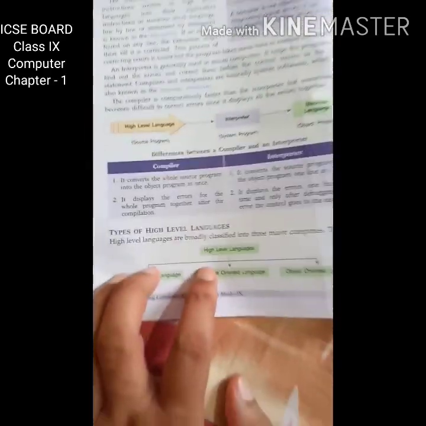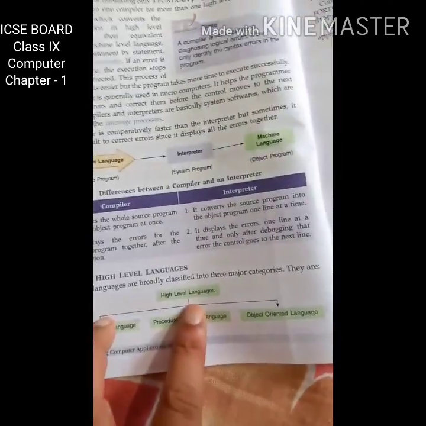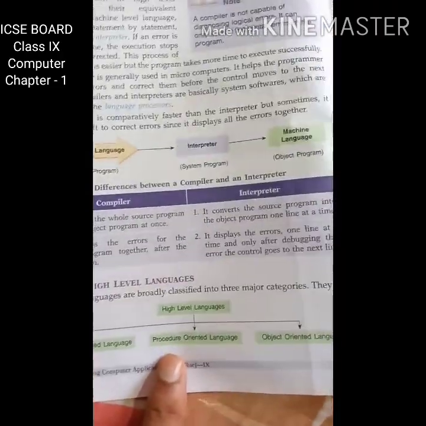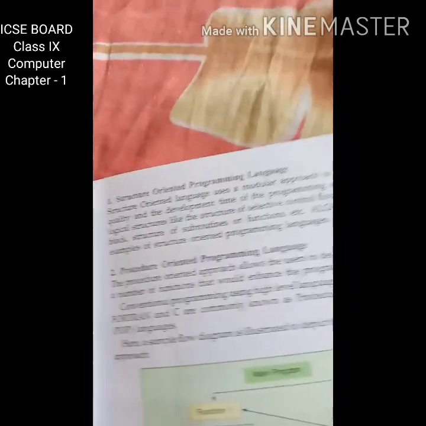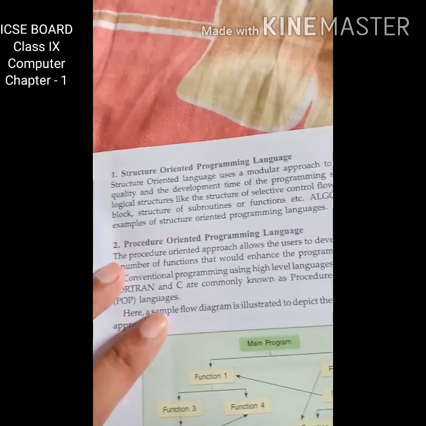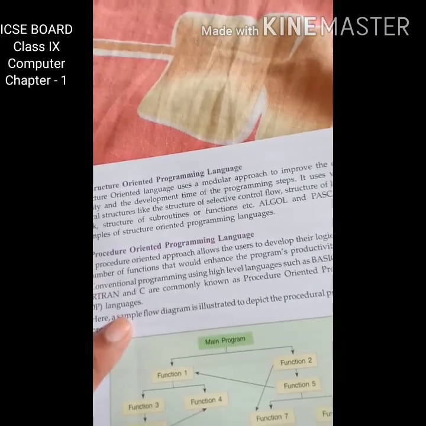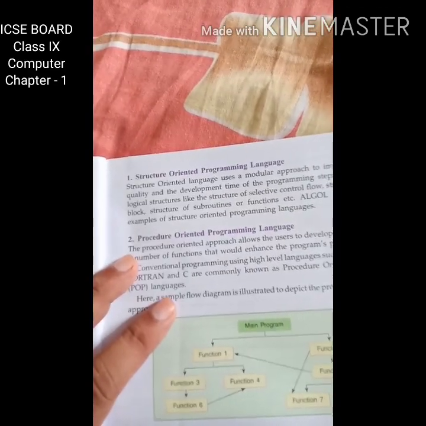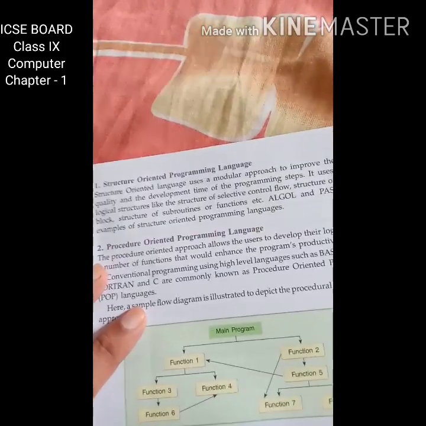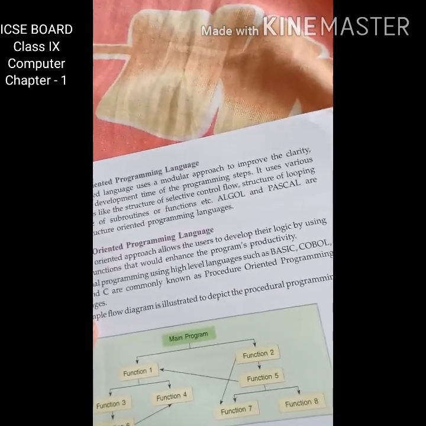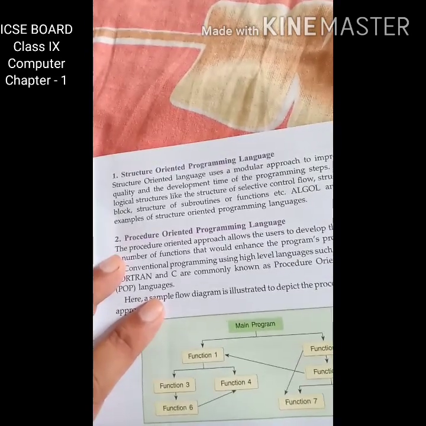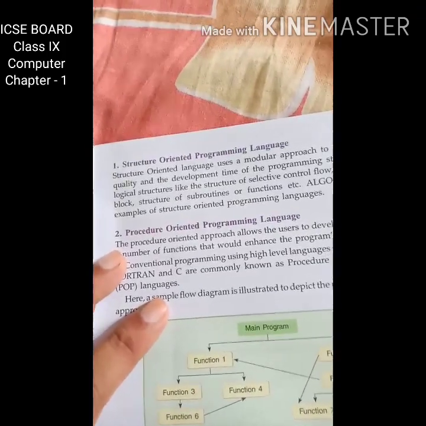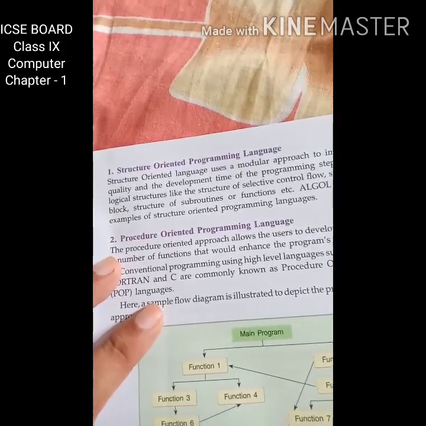Types of high level language. So high level language we have like structure oriented language, procedure oriented language, and object oriented language. Structure oriented language uses a modular approach to improve the clarity, quality, and the development time of programming steps. ALGOL and Pascal are examples of structure oriented programming languages.